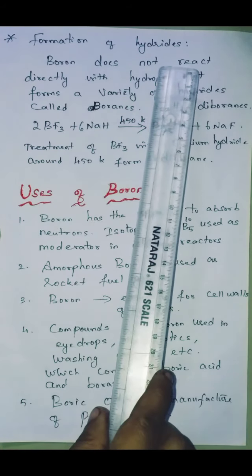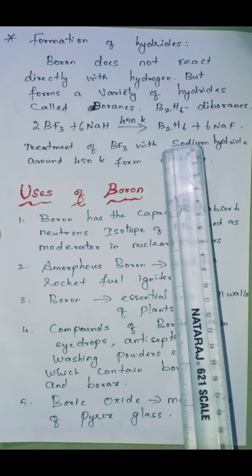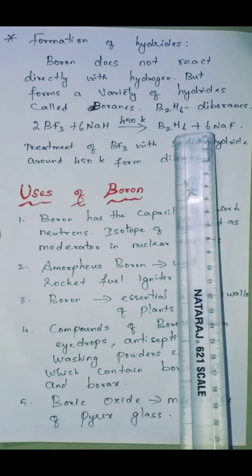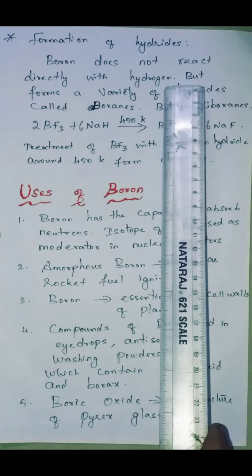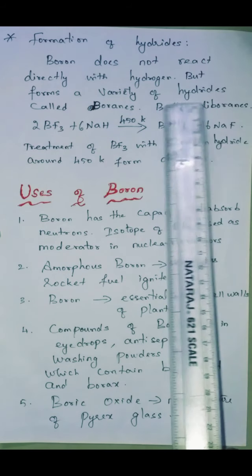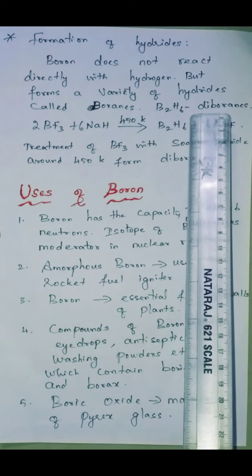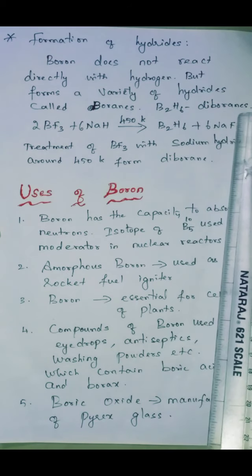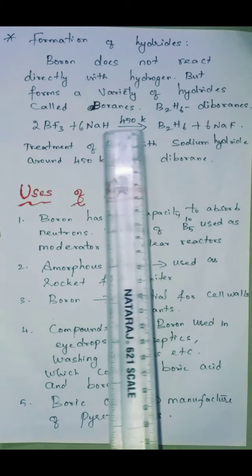Next, formation of hydrides. How does boron react with hydrogen to form hydrides? Boron does not react directly with hydrogen. But it forms a variety of hydrides which are called boranes. That is, B2H6 is called diborane. Very, very important formula: diborane formula is B2H6. Boron does not directly react with hydrogen.